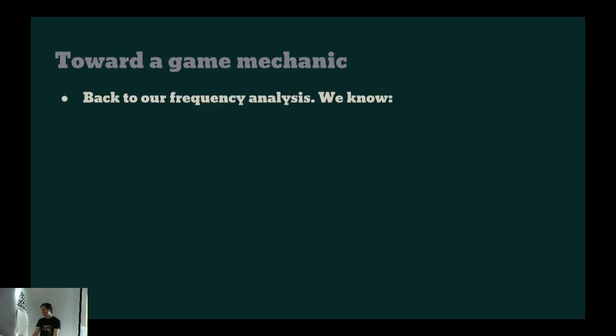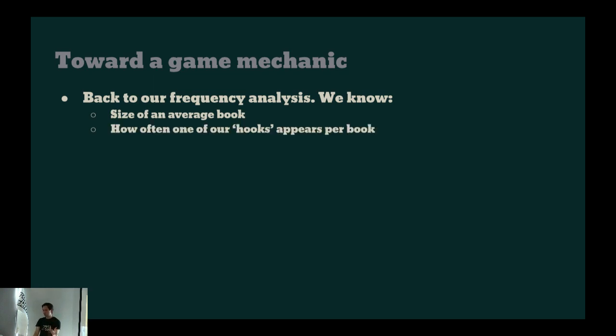If we go back to our frequency analysis, we know a couple of things that we can combine to get a formula that might yield useful information. We know the size of an average book, just from the way we generate books. We know how often one of our hooks appears per book, and by hooks we mean the common prefixes like to the, in the. We know that because of our observation that however often a prefix appears in the corpus, it's going to appear with about that frequency in the generated text. We also know how many suffixes each of those hooks has. If we look in the chain at a prefix like in the, we could look at how large its list of suffixes is, maybe some 100 suffixes.